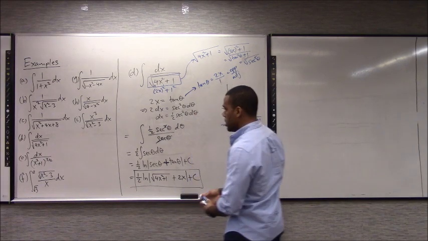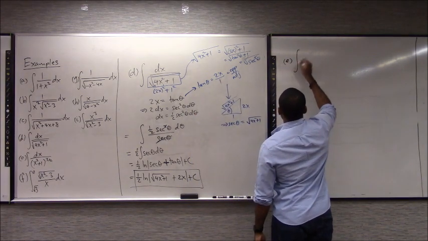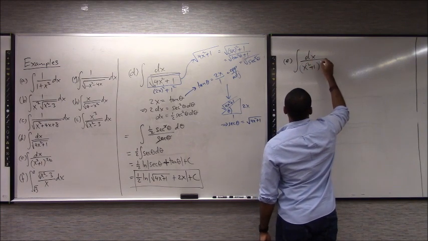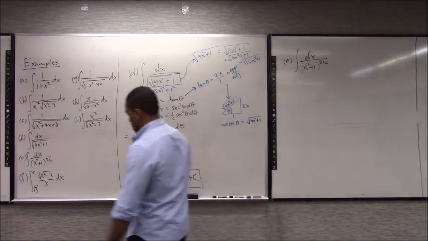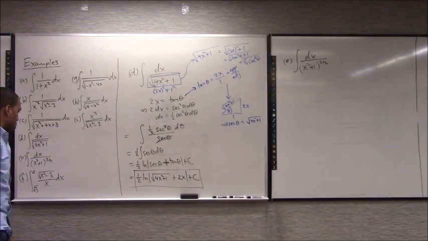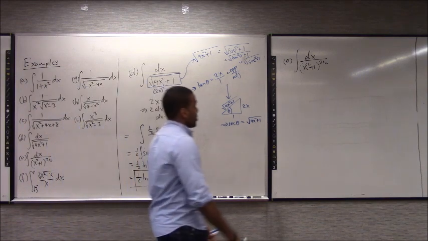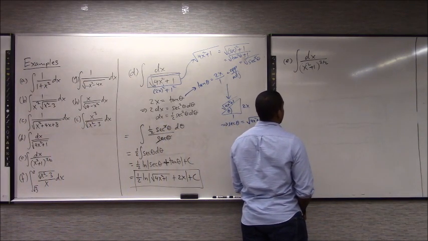That was D, E. So without that 3/2 power, that's just the arc tangent, but with that 3/2 power, things are going to change a little bit. What substitution would work here?